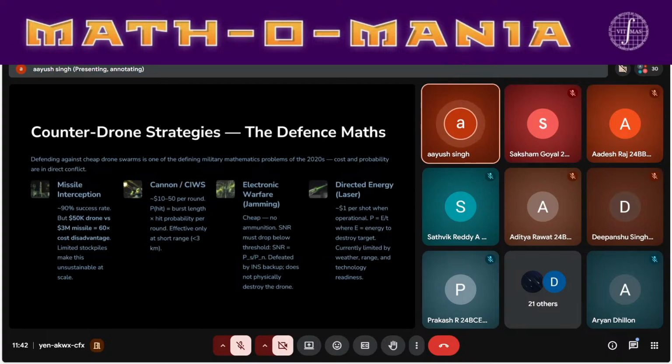This is the major problem of electronic warfare. And the last one, according to me, is directed energy laser. It is going to be the future of counter drone strategies. This is currently limited by technology, weather, and range. It has a cost as low as $1 to shoot when it is operational. Its P is equal to E divided by T, where E is the energy to destroy the target.